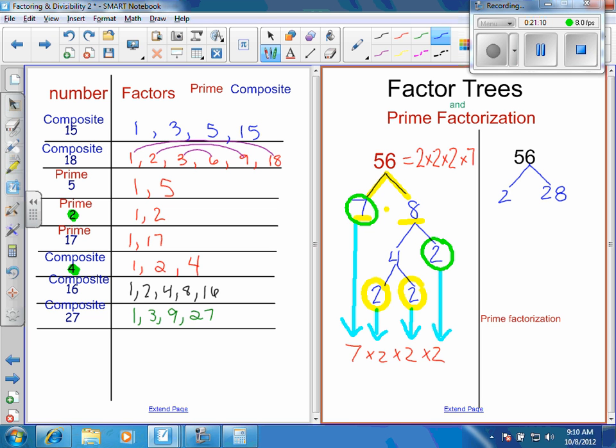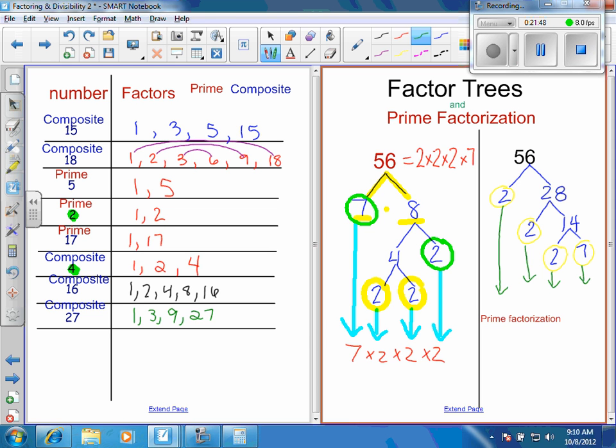2's prime, right? So we're going to circle that. But 28, I can keep going. You could do 2 again. 2 and 14, right? So 2's prime, so I'm going to circle that. But 14's not. What's 14, Nick? 7 and 2. 2 and 7, right? So 2's prime. How about 7? Yep. And so when we do the arrows, we just bring these all down to the same level.